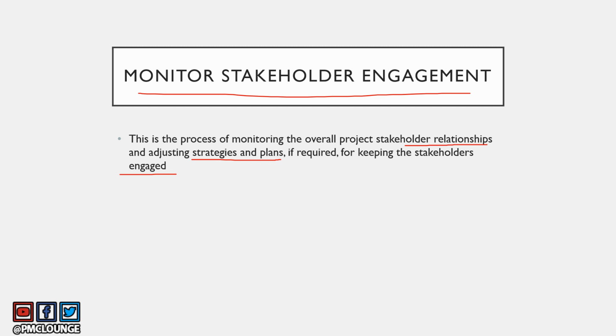If something is not working, let's say something is not working towards the end of the project, and that's where a lot of stakeholders seem to be disengaging with the project. So what can you do? What changes can you do to make sure that towards the end of the project as well, your stakeholders remain engaged with the project? So these kind of changes in the strategies and plans, this is what you're doing in the monitor stakeholder engagement process. You are making sure that the stakeholder relationship remains at the highest level during the entire course of your project.